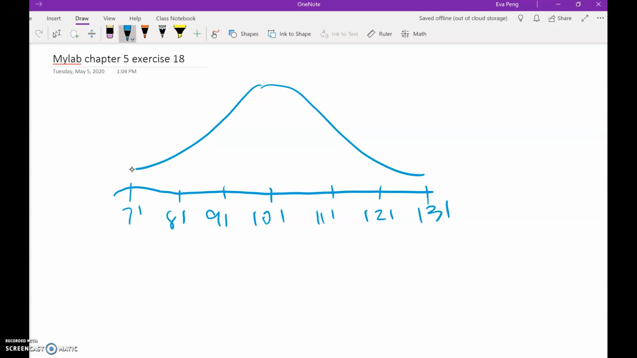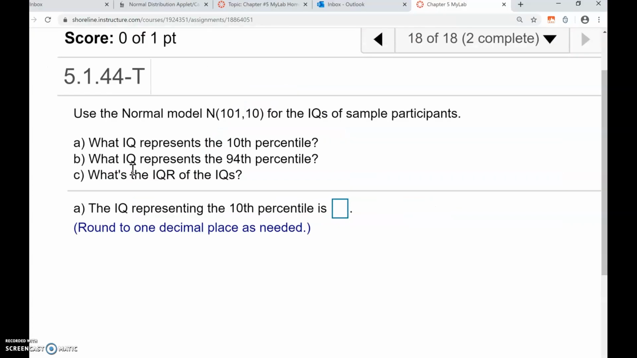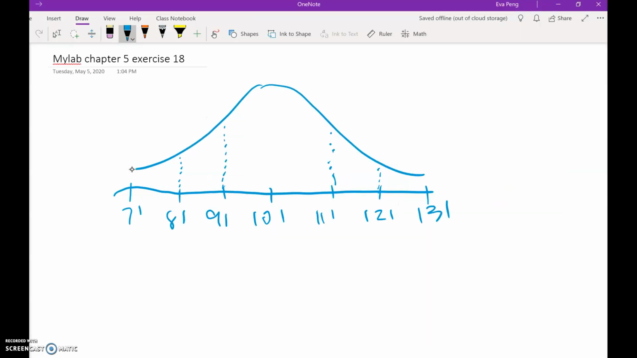Okay, so we know that roughly 68% of people would have an IQ between 91 and 111. 95% have an IQ between 81 and 121. So that helps for a rough estimate. Now, the first question, it says 10th percentile. So in other words, the lowest 10%. You can get a rough estimate. The z-score is probably like -1 point something. If I just needed a rough estimate, I would say probably like mid-80s maybe. But we can get a precise answer from that website.